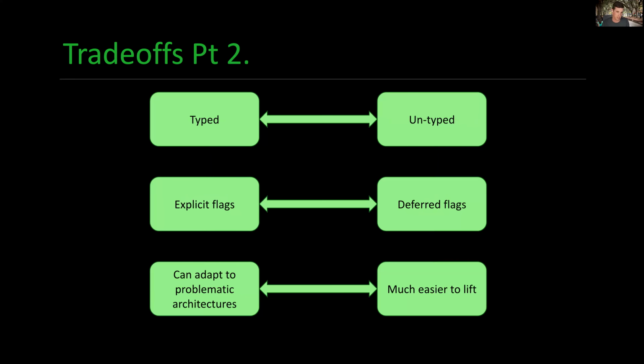And there are several other ones too, right? Is it typed? Is it untyped? How do you deal with flags? The more flexible you are to problematic architectures, the more inherent trade-offs you have to make in terms of making your IL easier or harder to lift. So there's a whole bunch of these different design decisions.